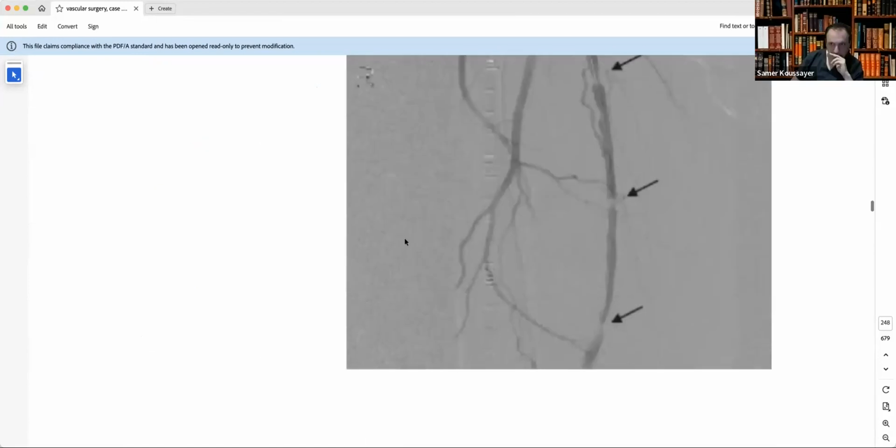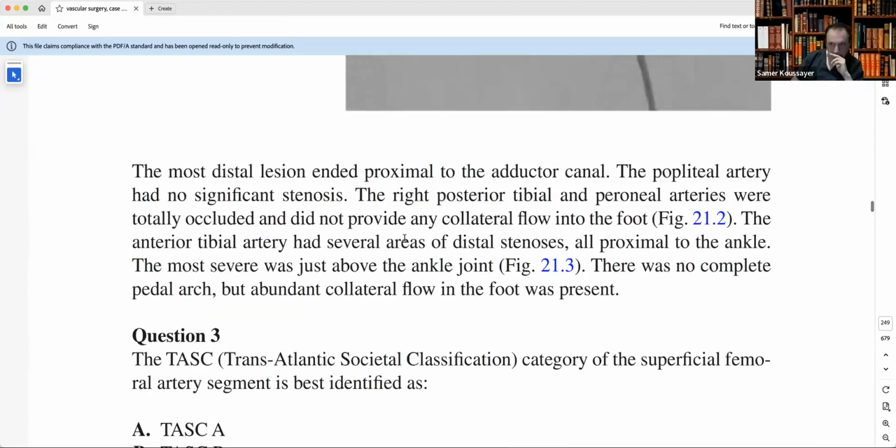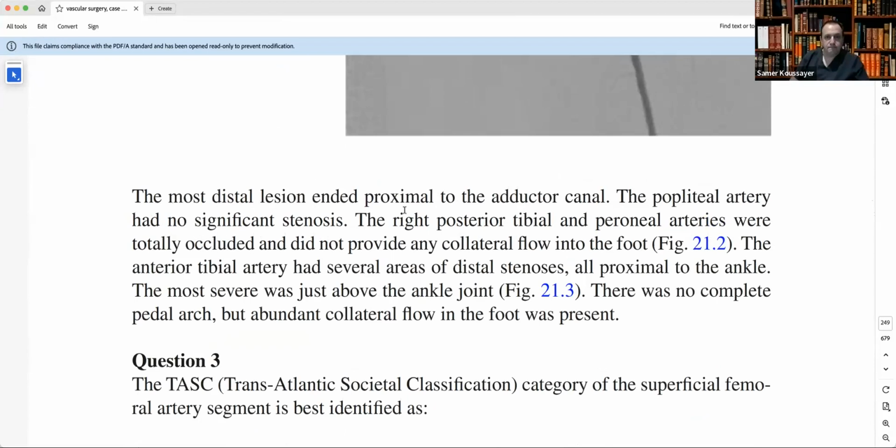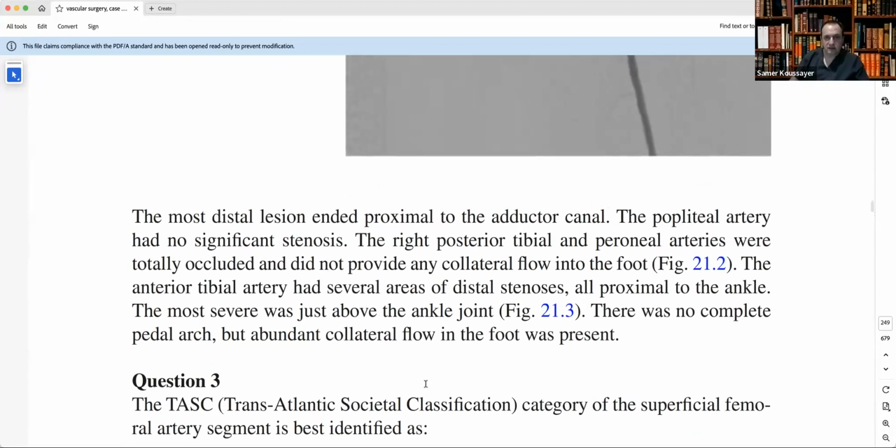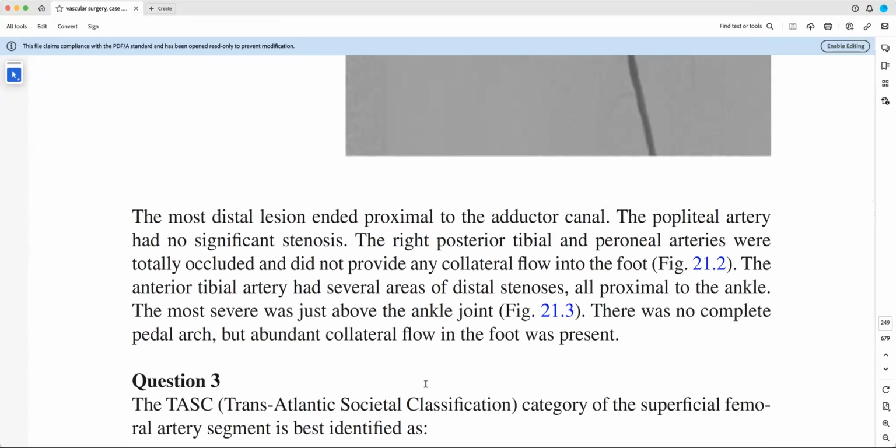All right, let's go to the question now. So you saw the angiogram. You can continue. The most distal lesion ended proximal to the adductor canal. The popliteal artery had no significant stenosis. The right posterior tibial and peroneal arteries were totally occluded and didn't provide any collateral flow into the foot. The anterior tibial had several areas of distal stenosis, all proximal to the ankle. The most severe was just above the ankle joint. There was no complete pedal arch, but abundant collateral flow in the foot was present.